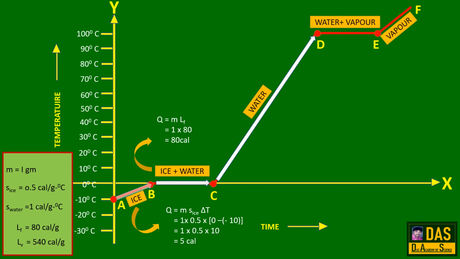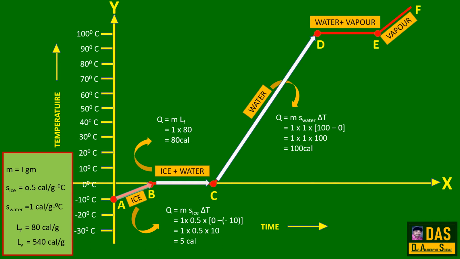And observe now between C and D. Here there is a difference, that is, there is a change in temperature from 0 degrees Celsius to 100 degrees Celsius, but there is no change in the state of the matter, only liquid state is there, that is water. So here we use the formula Q is equal to m s delta T only to find how much heat energy is required to convert 1 gram of water at 0 degrees Celsius to 1 gram of water at 100 degrees Celsius.